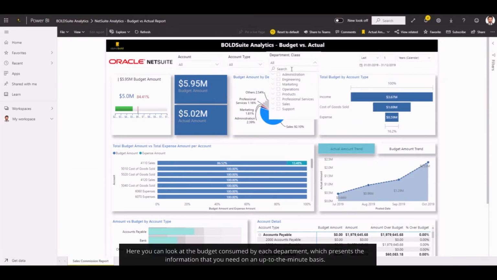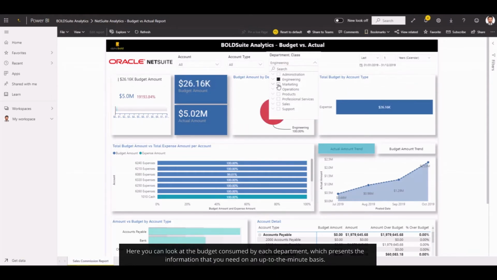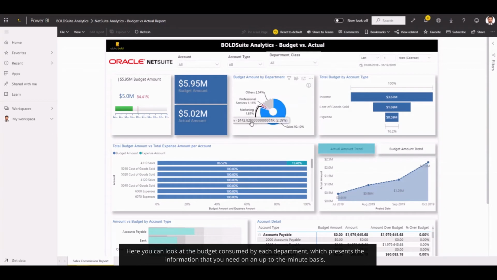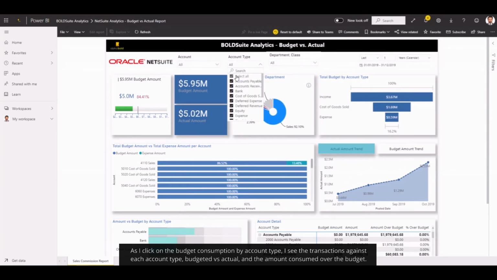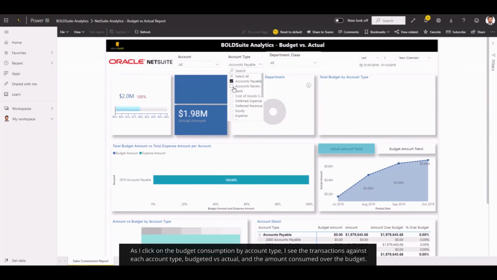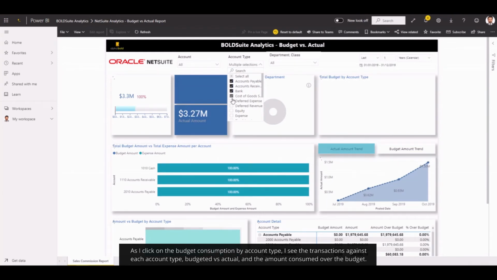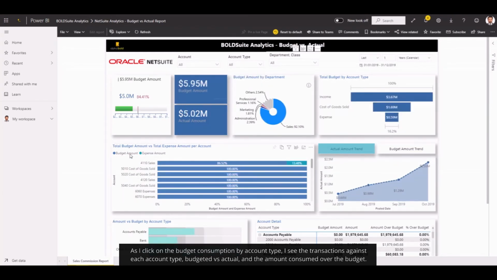Here you can look at the budget consumed by each department, which presents the information that you need on an up-to-the-minute basis. As I click on the budget consumption by account type, I see the transactions against each account type, budgeted versus actual, and the amount consumed over the budget.